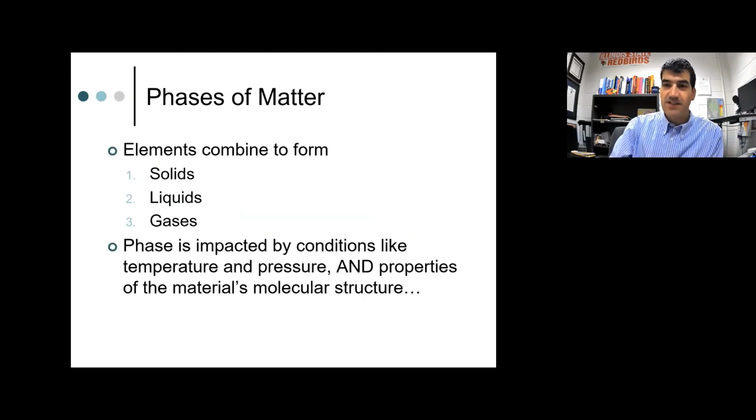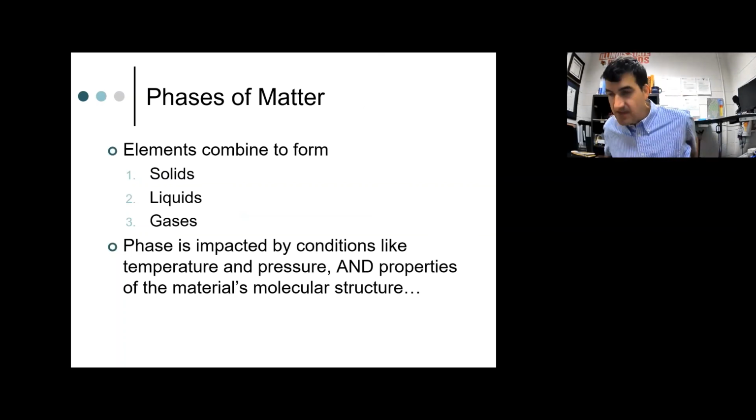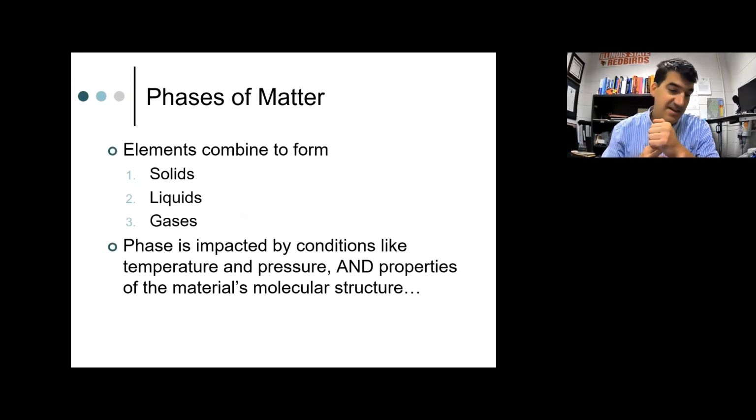All right, so last thing here, we're going to talk a little bit about a couple of factors that influence the phases of matter. We were just starting to get into that with intermolecular forces. So we know that elements combine together into molecules, and molecules combine together to make a material, and that material is either going to be a solid or a liquid or a gas. For now, ignore plasma. Plasma is the 4th phase, but it's kind of irrelevant for our purposes.